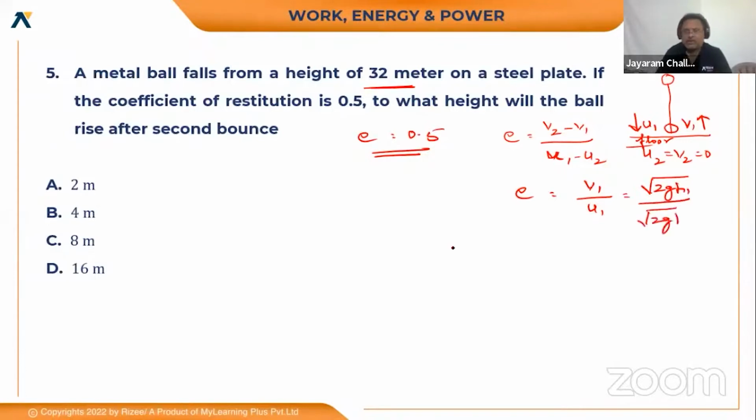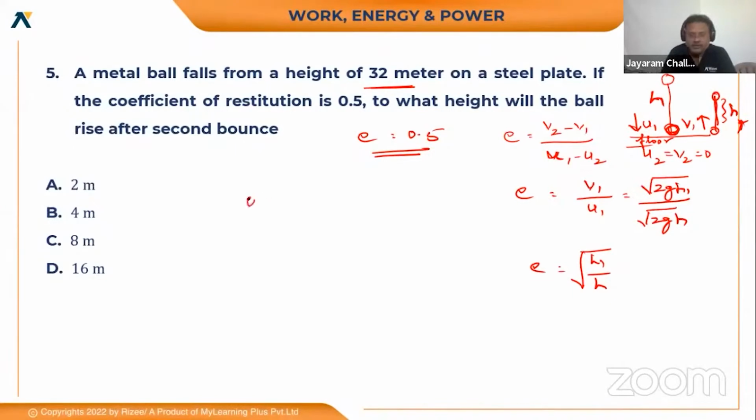So the coefficient of restitution formula can also be written as root of h1 by h, because the ball which hits the floor returns back to a certain height, but that is not your original height. If this is your h, this will be your h1. This relation can also be used for solving the sums. So according to this one, what height the ball is going to reach? That means he is asking h1 is going to be how much.